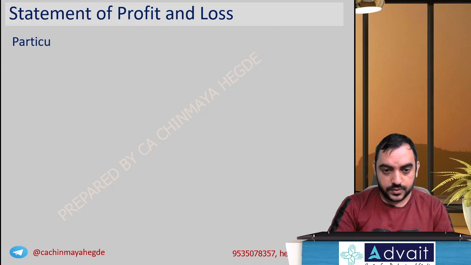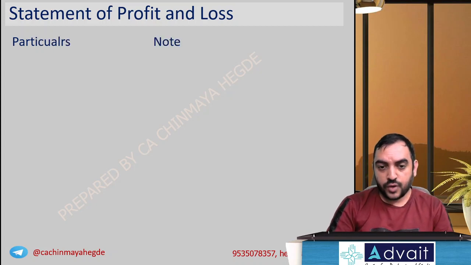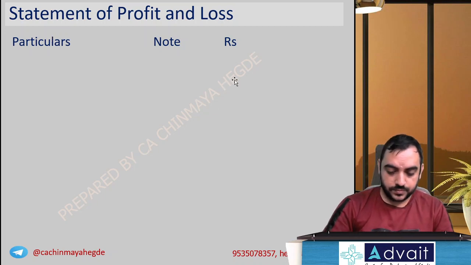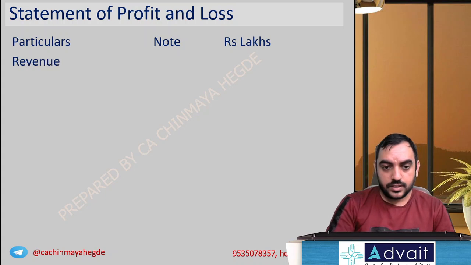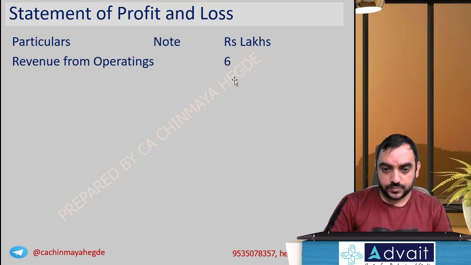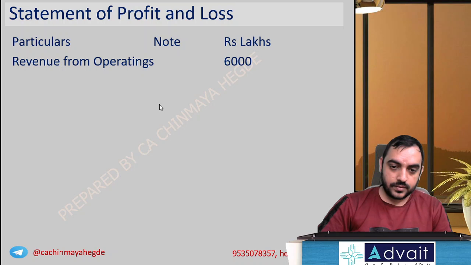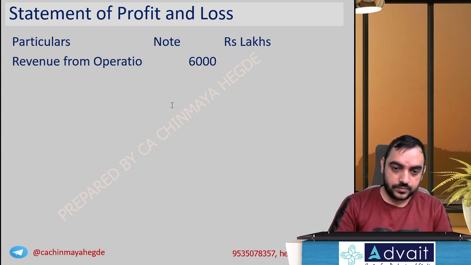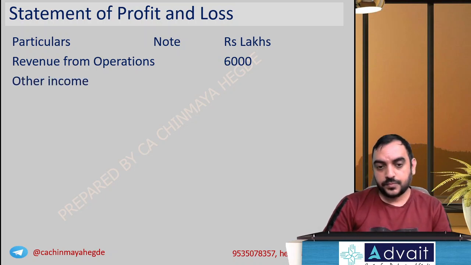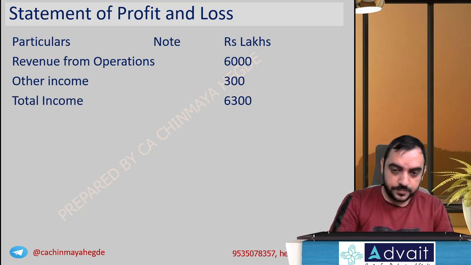Particulars, note number if you have any, rupees in lakhs. Revenue from operations. We don't have anything else, so 6,000. Other income: that accrued income we have, that number is 300. So total income is 6,300.